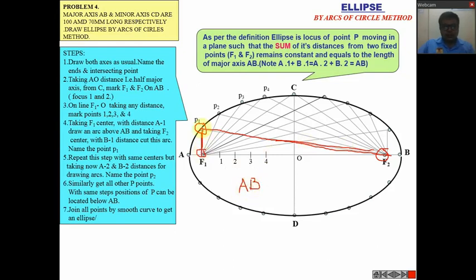So F1P1 plus P1F2 will always be equal to the major axis AB. This is the definition of an ellipse, and the path of the generation of this point will generate the ellipse.